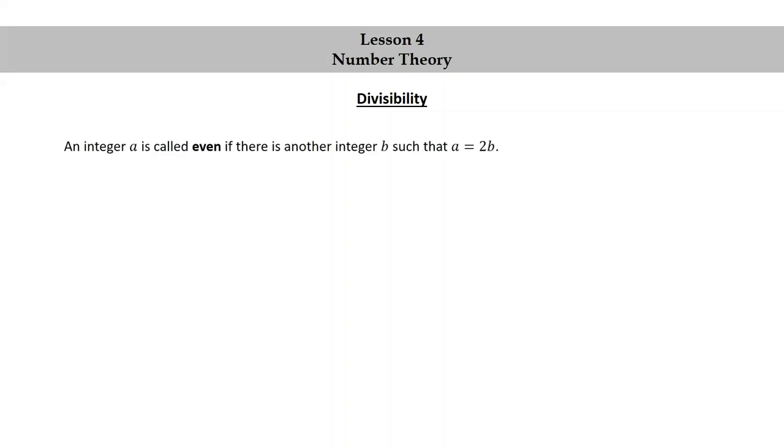Divisibility. An integer a is called even if there is another integer b such that a is equal to 2 times b. Let's look at some examples. 10 is even because 10 is equal to 2 times 5. Here, a is equal to 10 and b is equal to 5.